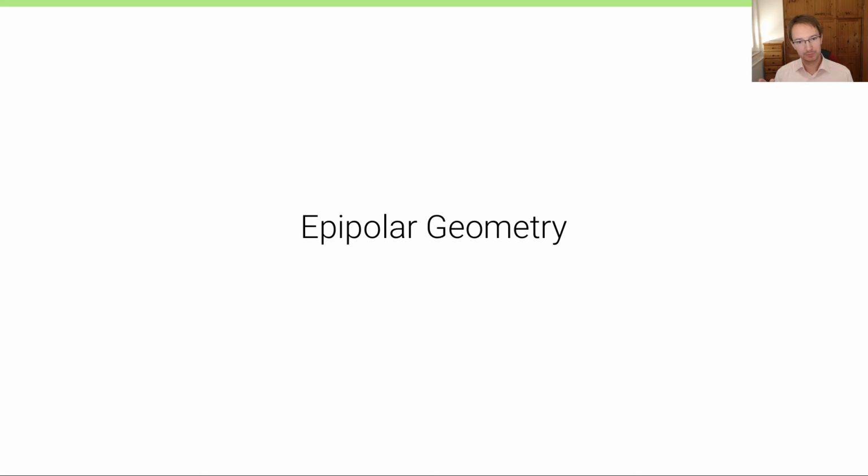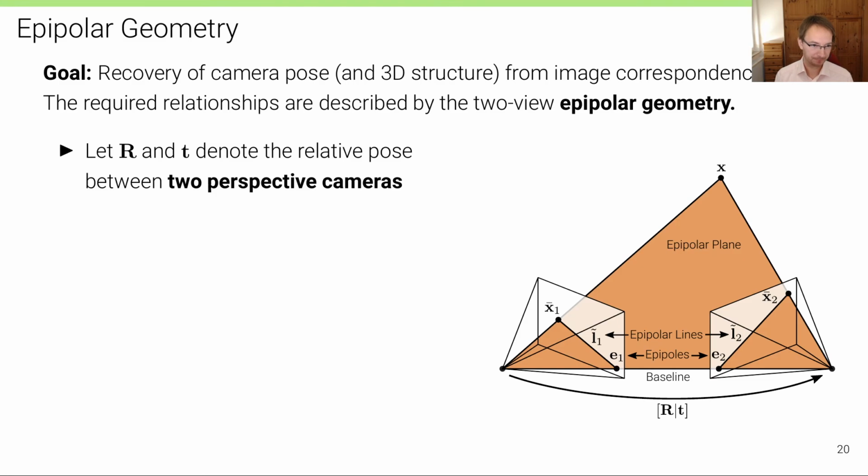Now, in order to do this, we first need to understand so-called epipolar geometry. Again, the goal is to recover from just two images and detected and matched features in these two images, the relative camera pose between these two images or cameras, and the 3D structure from just these image correspondences that we have detected, for instance, using the SIFT descriptor from the last unit. And the required relationships are described by the two-view epipolar geometry that's illustrated here on the right.